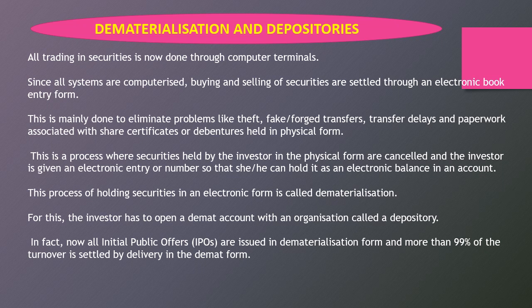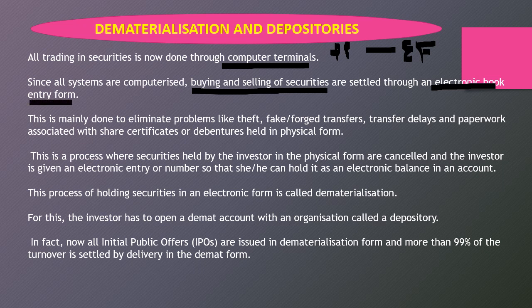First thing is dematerialization means what I have told you. All the paper documents, that's share certificates, got converted into electronic form. Electronic form means it is done through a computer terminal. So all the buying and selling of securities got converted into electronic book entry form. So the minute you buy a share, you get it electronically through an email, or through your Demat account. So what's the benefit of it?